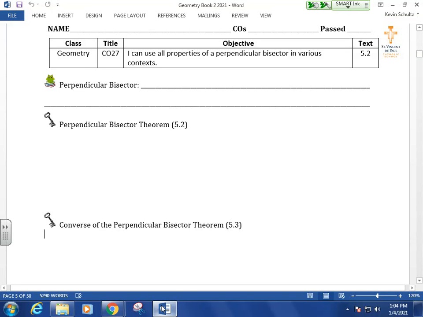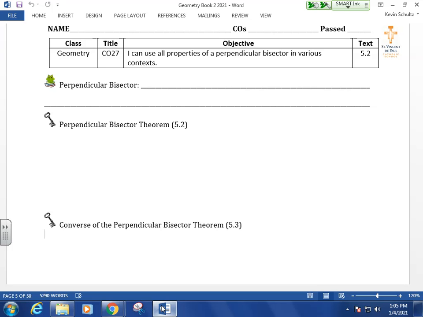We will be going over CO27, which is an introduction to a perpendicular bisector. Now, we know what the word perpendicular means, right? Intersecting at a 90-degree angle. We know what bisector means. It means to divide into two equal sections.